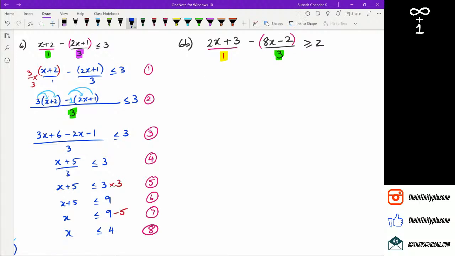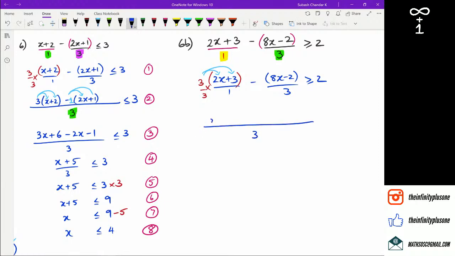So what I've got here is 2x plus 3 over 1 minus 8x minus 2 over 3 is greater than or equal to 2. So the first thing I'm doing is I'm going to multiply the numerator by 3, denominator by 3, and of course put a bracket around the 2x plus 3. Once I do that, I need to just expand those brackets, right? But because I know the denominator is going to be 3 already, I'm just going to put the whole thing under 3 like that.